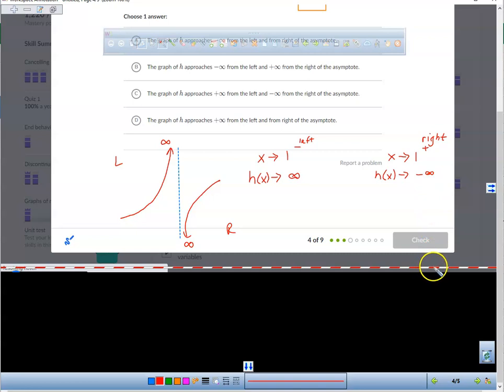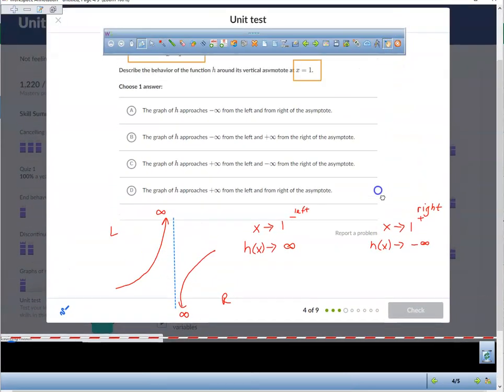Negative infinity. And that's the answer that I'm going to be looking for, okay? From the left, it's going to positive. So the graph of h approaches, nope, positive infinity from the left and negative infinity from the right of the asymptote. Okay, so I'm going to say answer choice C best represents what's happening in this graph.